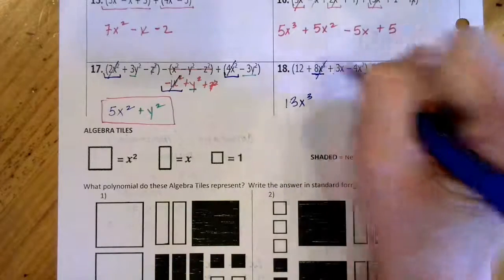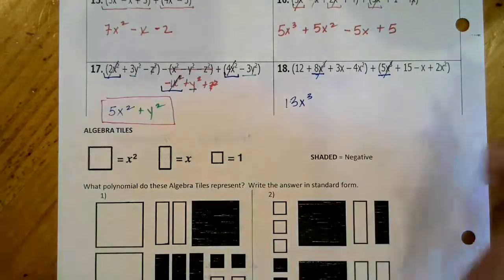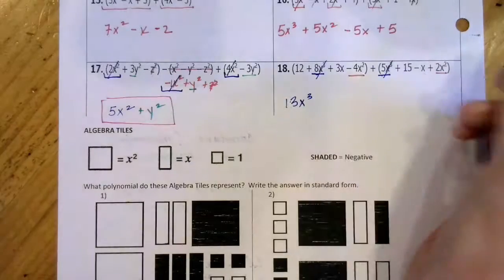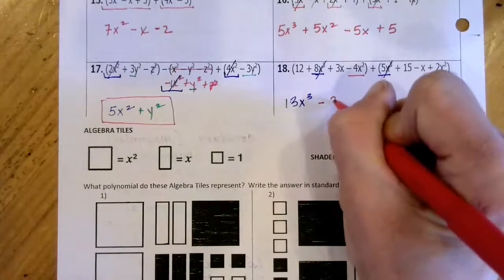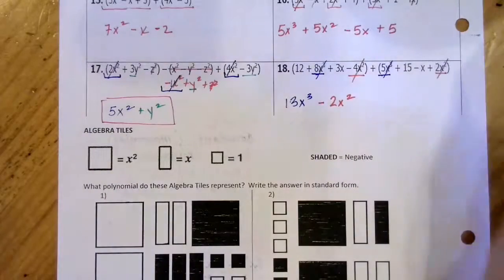Once you use them, cross them off. Now let's look at our x squareds. I have positive 2 here, negative 4 here, which means minus 2x squareds. And I can cross them off.